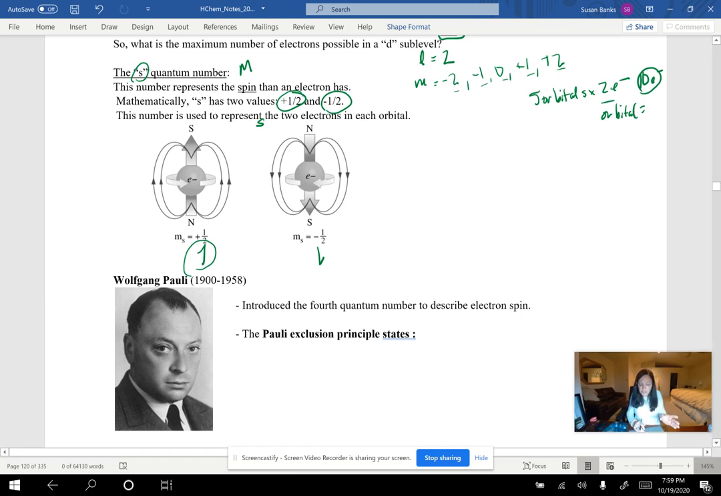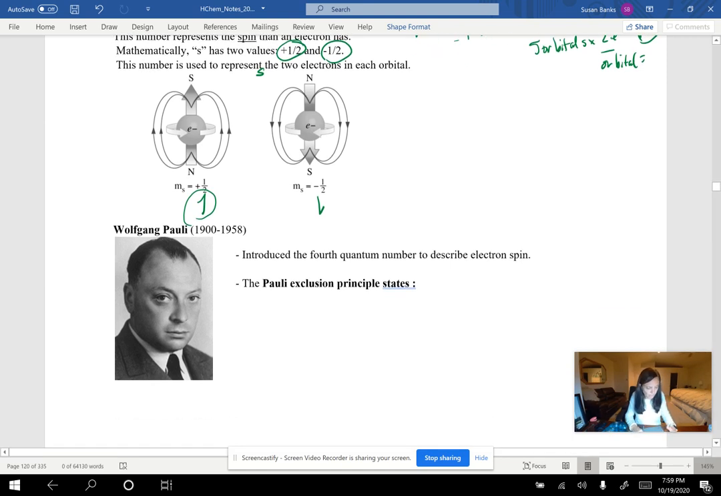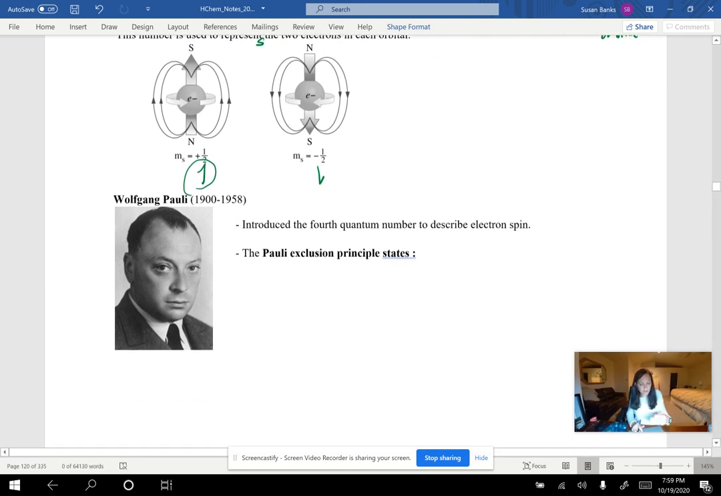Okay. Now the spin number was not introduced by Schrodinger. Schrodinger did the first 3 quantum numbers. This last quantum number was introduced by Wolfgang Pauli, okay, Austrian. He introduced that fourth quantum number of spin. And the Pauli exclusion principle basically states that no two electrons can be in the same place at the same time, meaning that every single electron within an atom is going to have a unique set of quantum numbers.